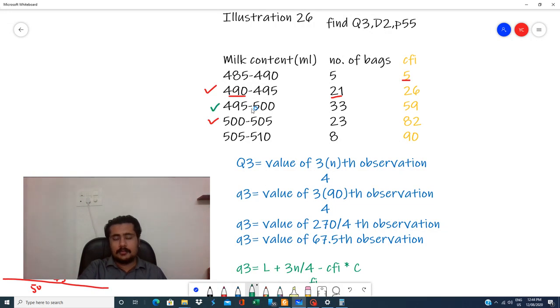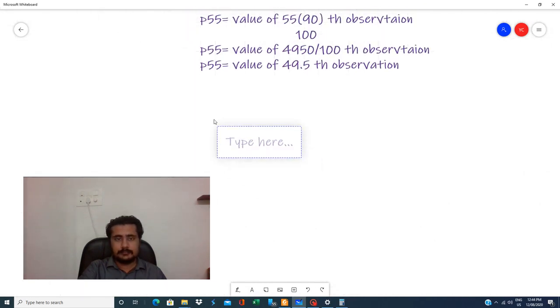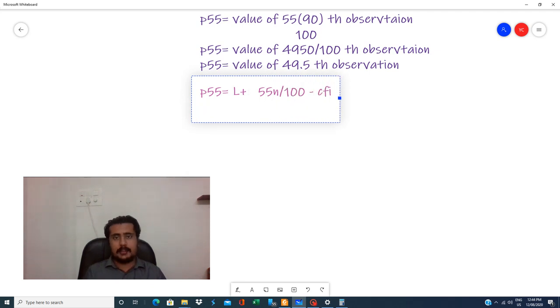This is class 495 to 500. This is your CFI. This is your frequency. Okay, 49.5 will be in this 59. So 495 to 500 class is selected. Let's find P55 then. P55 is L plus 55N upon 100 minus CFI upon FI into C.